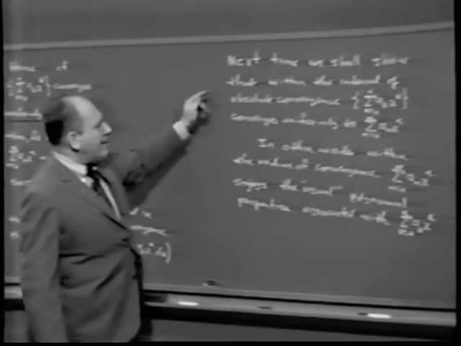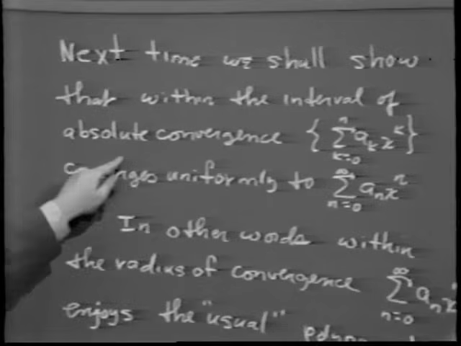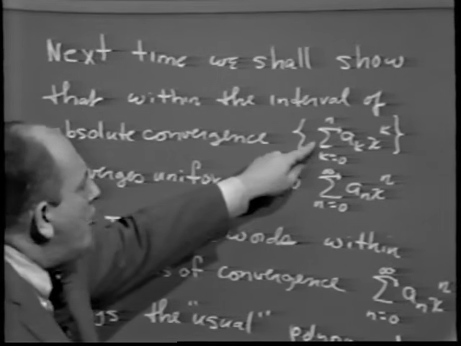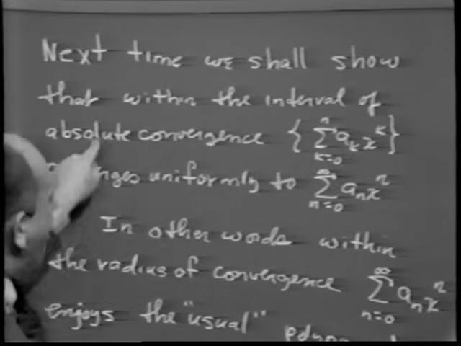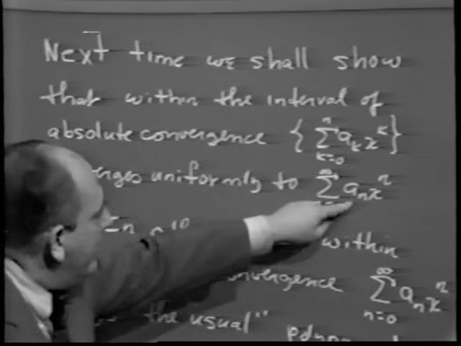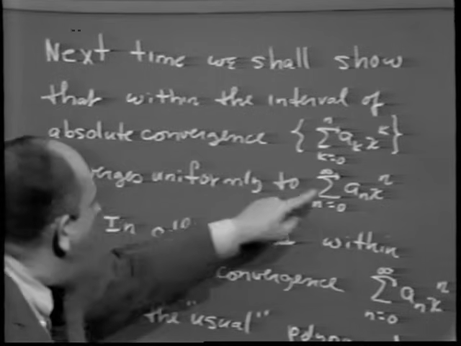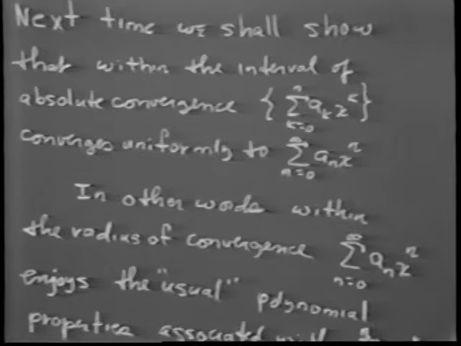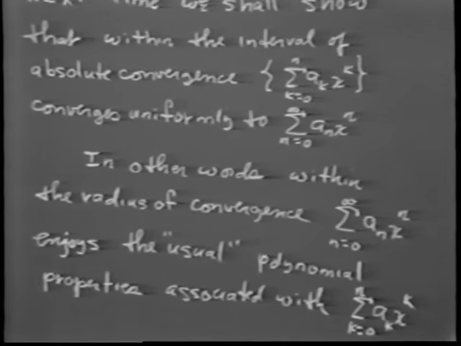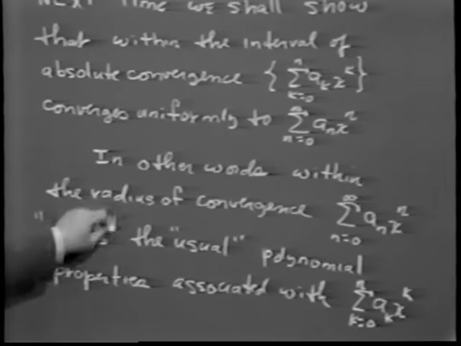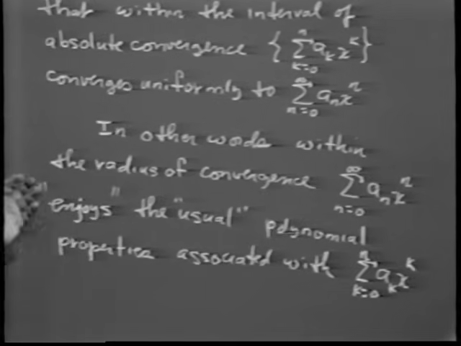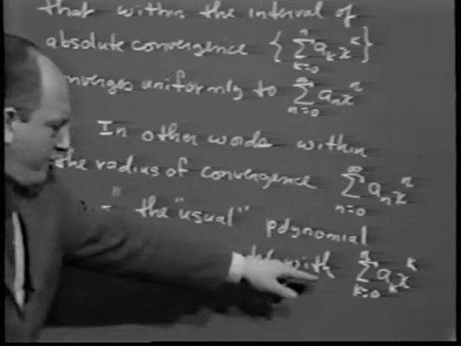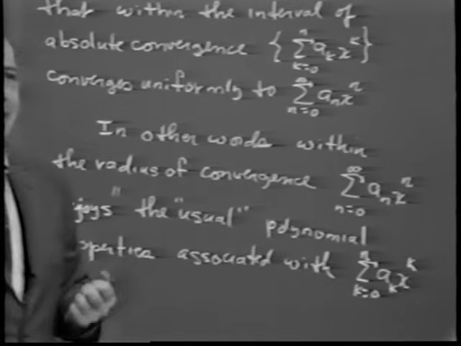Okay? Now, here's the wrap-up then. What we shall show next time is that within the interval of absolute convergence, the sequence of partial sums, which we already know converges absolutely to the limit function, also converges uniformly. In other words, within the radius of convergence, the power series enjoys the usual polynomial properties associated with a polynomial such as summation k goes from 0 to n, a sub k, x to the k.